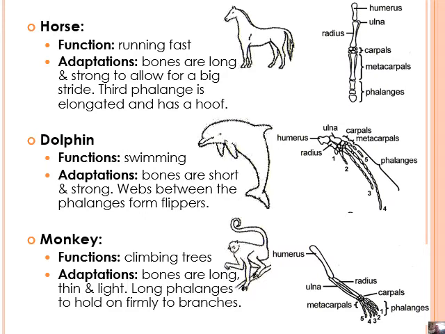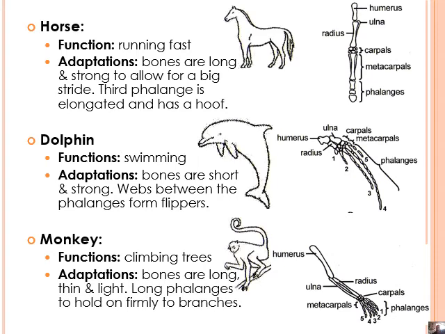So the humerus is quite short. The radius is elongated and thick. The carpals have been extremely reduced. The metacarpals are extremely elongated. You can quite clearly see that it's trying to push that leg down quite a bit. And then we have that middle phalange that is extending into a hoof.